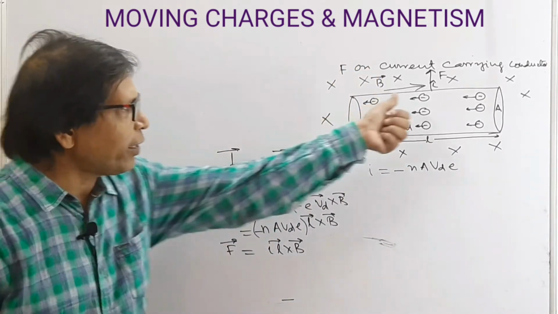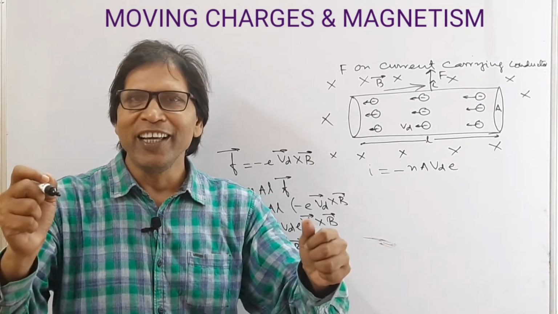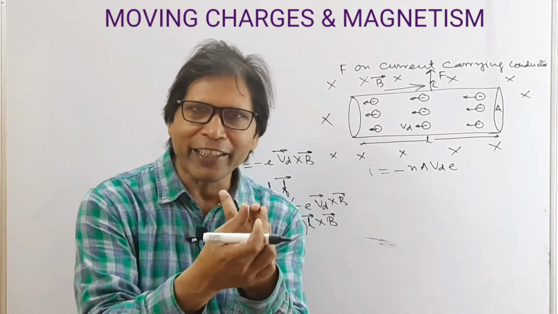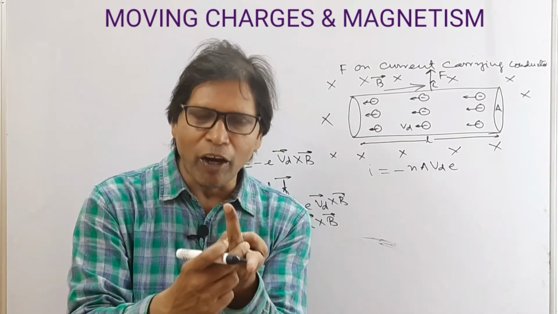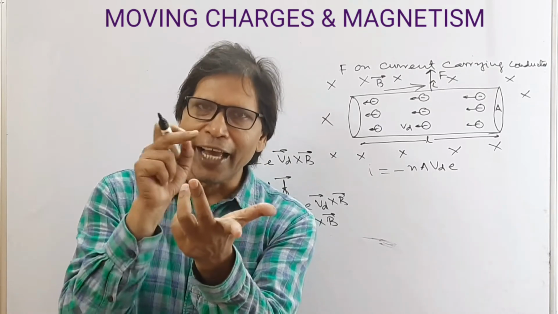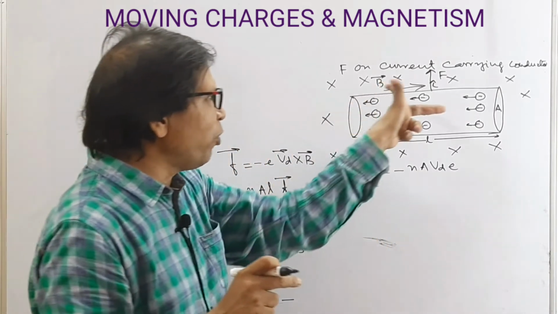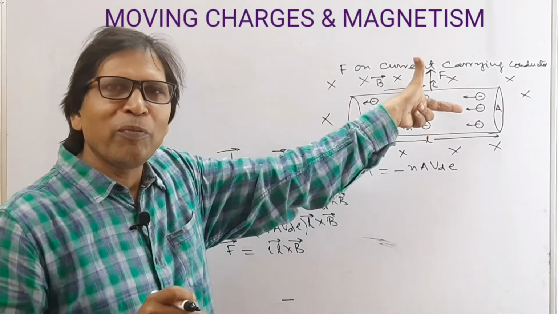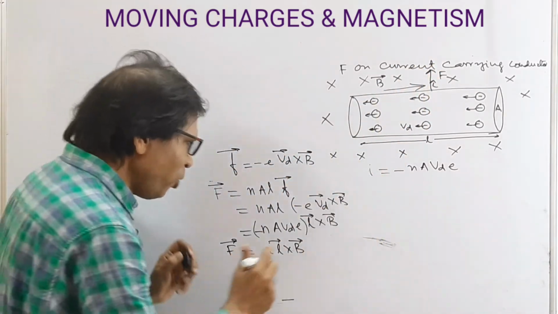Understood? The direction of force is obtained from Fleming's left hand rule. In Fleming's left hand rule, if this finger represents the direction of magnetic field, this finger represents the direction of current, then this represents the direction of force experienced by the conductor. Now this is the direction of current, this is the magnetic field, so the force is in the upward direction. Understood?